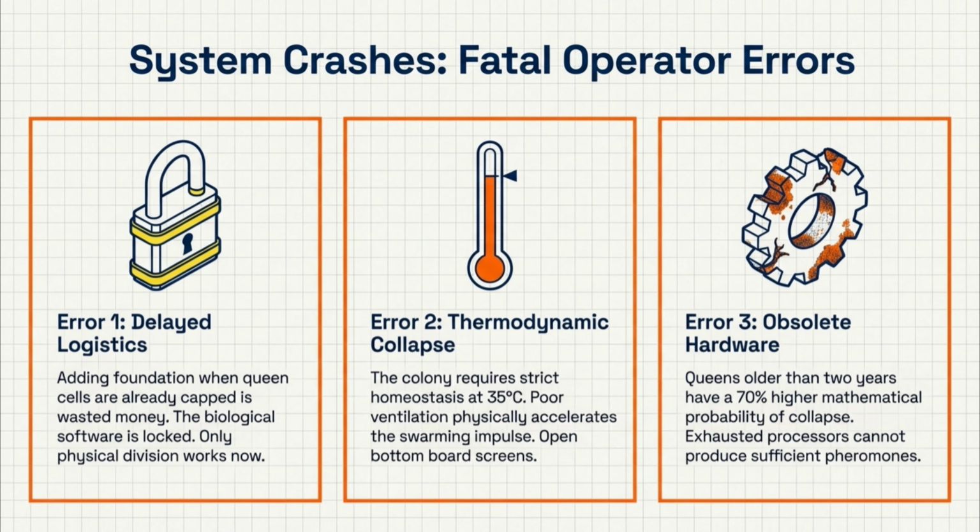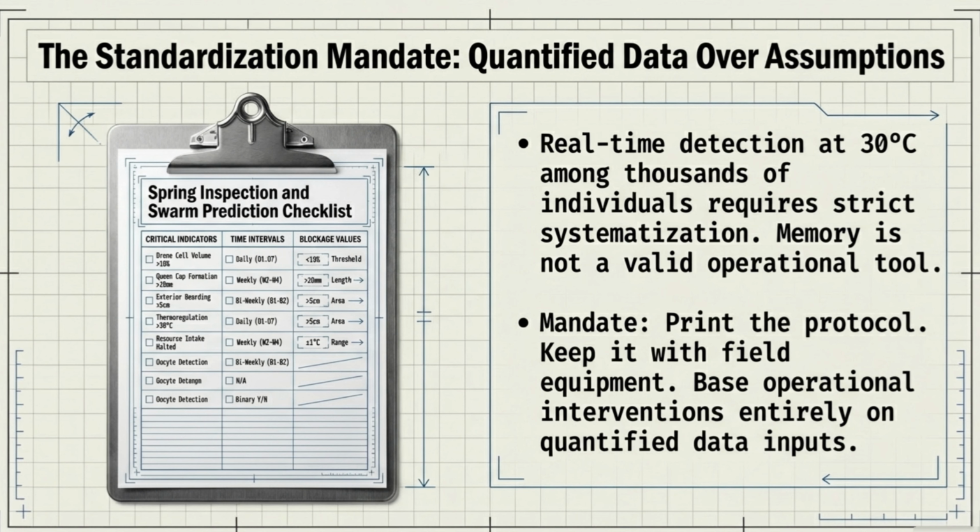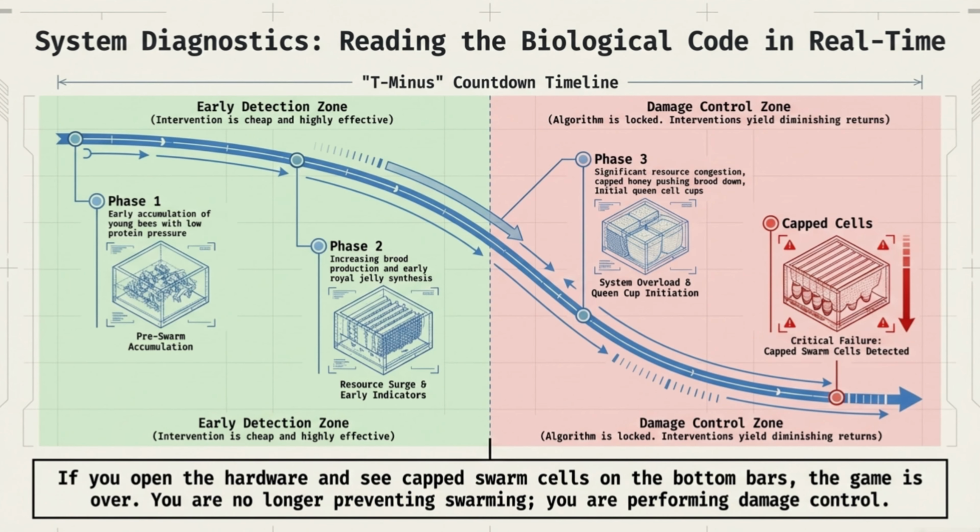Do not make decisions based on assumptions. Make them based on quantified data from the checklist. Now that you have the diagnostic tool, we move to physical intervention. How do we break the loop? You must deceive the biological algorithm. You must simulate the expansion the system demands without losing actual workforce. These are 3 strict operational protocols.